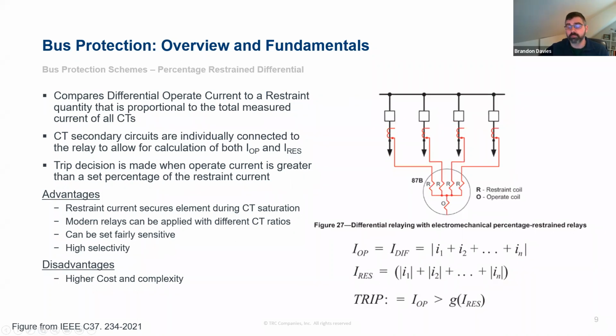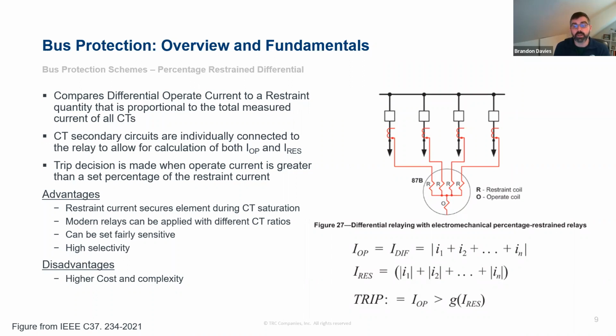So that same type of scheme, we still have differential as a really viable operate quantity, but we just need to secure it against some of the limitations that we have for CT inaccuracy issues and things like that. So the idea of a percentage restraint differential came up decades ago. They had electromechanical relays that were set up in this way, and then there's a lot of different varieties of microprocessor-based relays these days that apply the same principle.